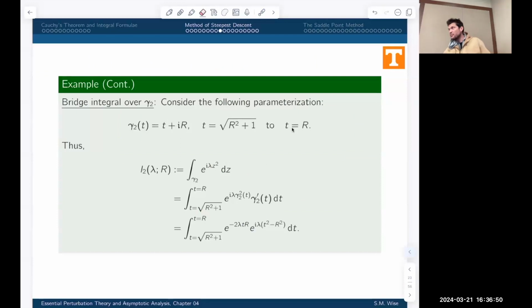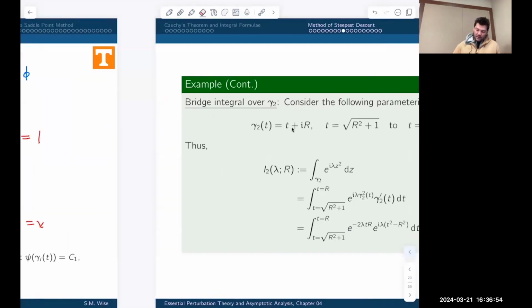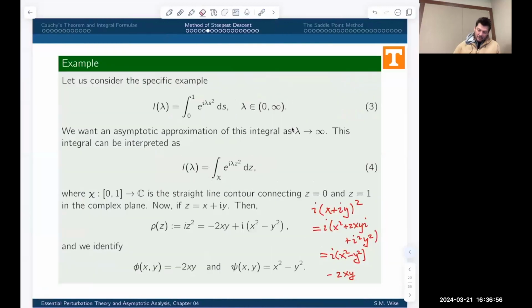All right, let's take care of the bridge contour integral first. By the way, the whole point of all of this is that somehow the deformation that we make changes this integral into something which is easier to deal with. And the easier here for us means we're going to change this into something which is amenable to Laplace's method and Watson's lemma.